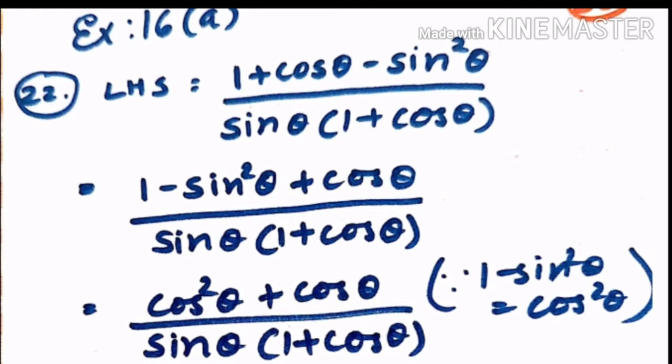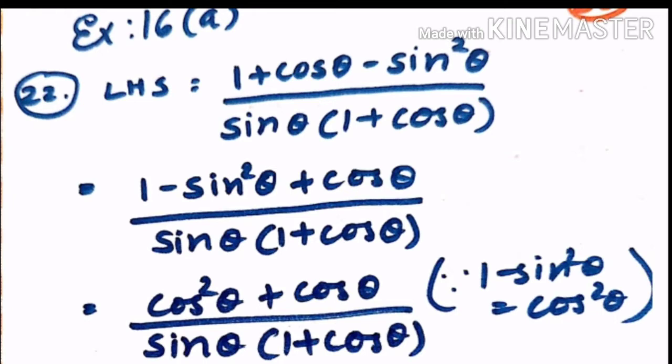Now let us take question number 22. As you know, in this 16a exercise, all the questions are of the prove that type. Means we have to start from the left side or the right side. It is your wish, but mostly it is from left to right. So we will start from the left side and prove our right hand side. So we will start here with our question number 22.